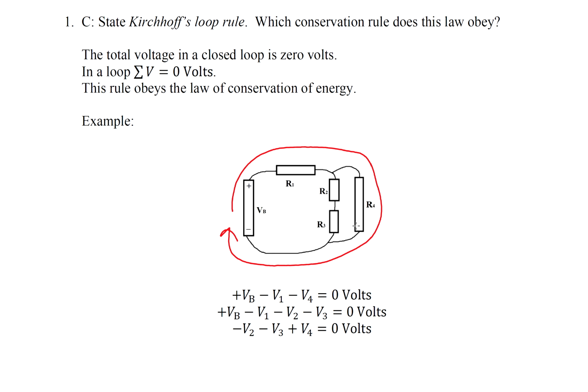Now let's take a look at this right loop here. It's going to be minus the voltage drop through resistor 2, minus the voltage drop through resistor 3, plus the voltage drop through resistor 4, is 0 volts. Now why did I put a plus here? It's because I'm going in the opposite direction as the current.